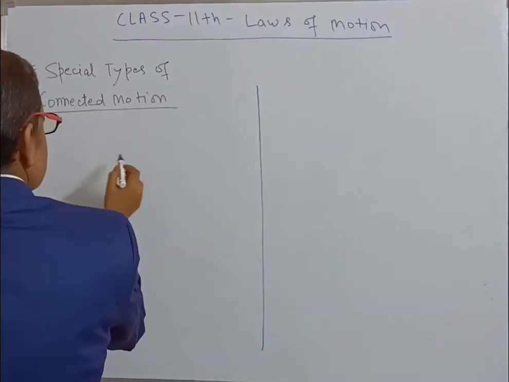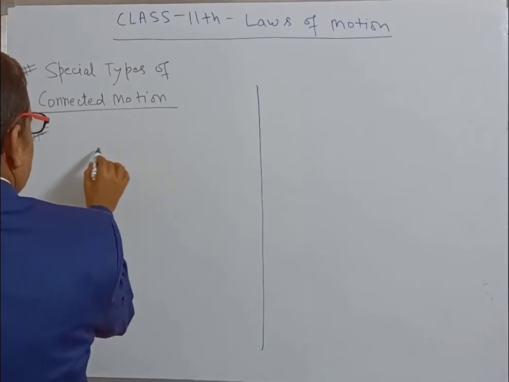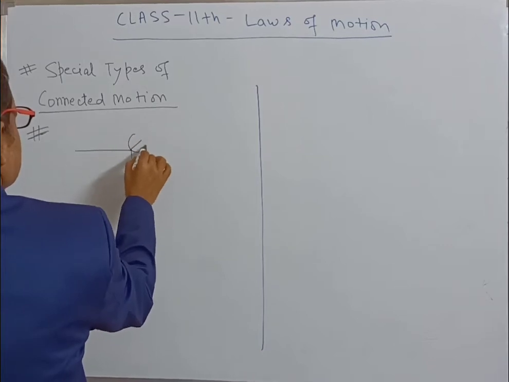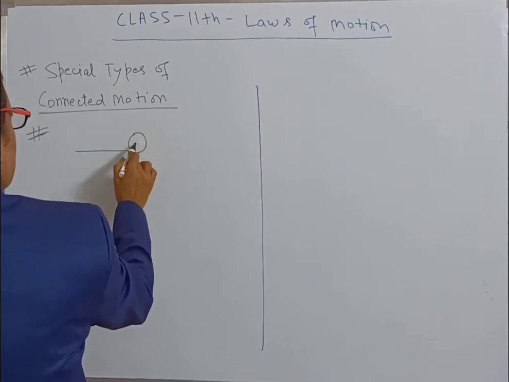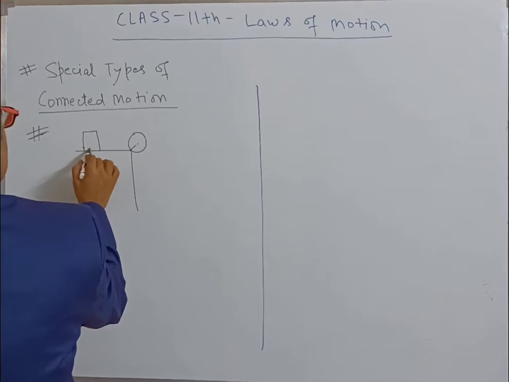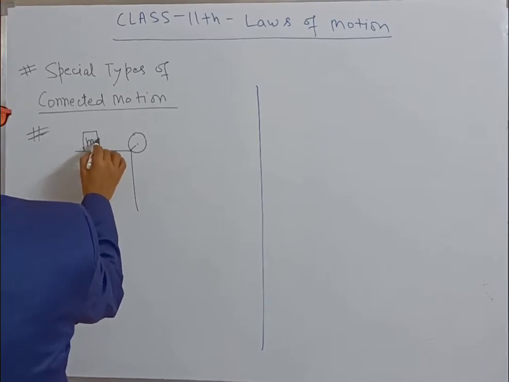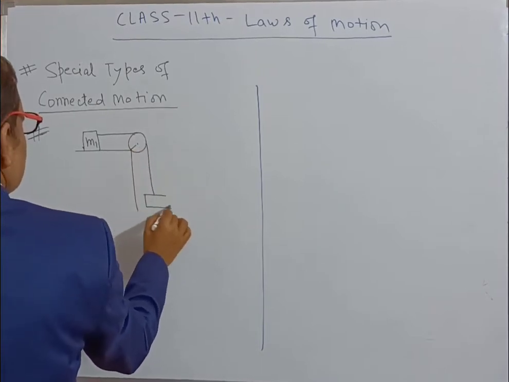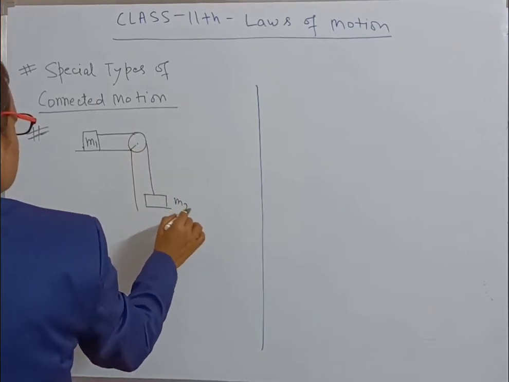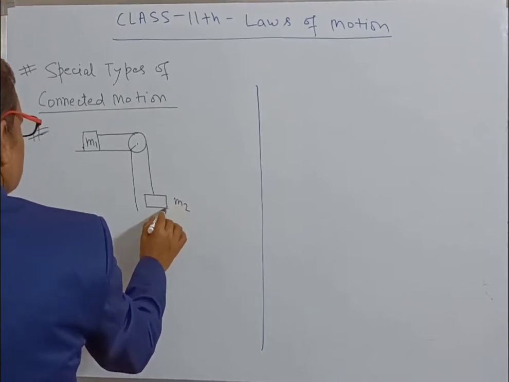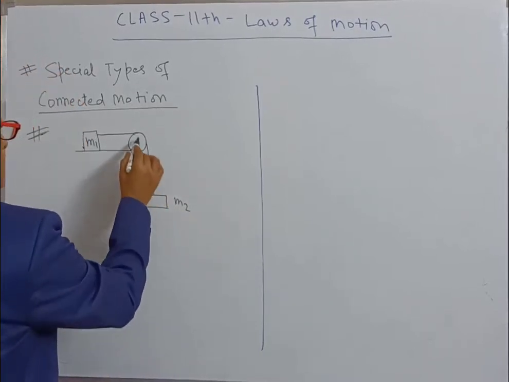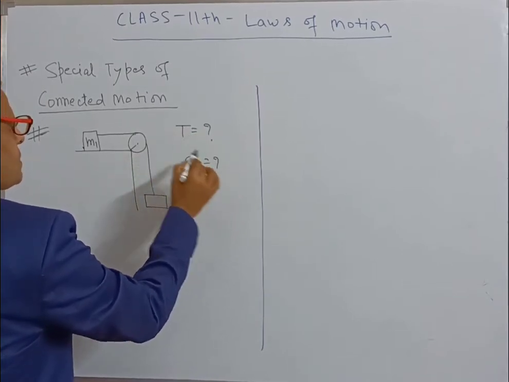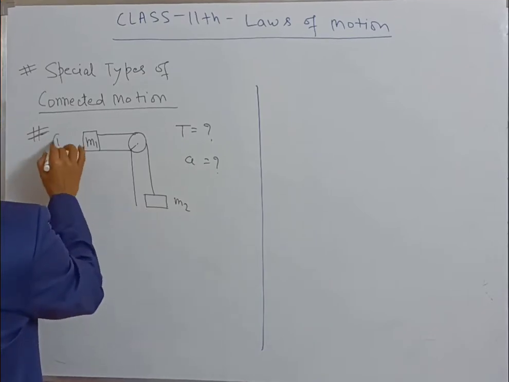They are being described here. In one case, a table is here, a massless pulley is over here, and a mass M1 is attached by a massless string, with masses M1 and M2 attached to the ends of this string. We have to find the tension and acceleration of this string. This is the first special case.